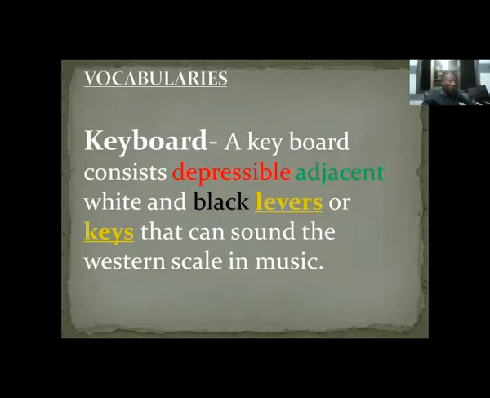And we have the minor pentatonic. It starts on the 6th degree: la, do, re, mi, so, la, so, mi, re, do, la. That is also the minor pentatonic scale. So it means the keyboard has black and white keys that can be pushed down by the fingers. The keys or the levers can be pushed down by the fingers. And the black and white keys that we are talking about are next to each other. Good, let's move on.